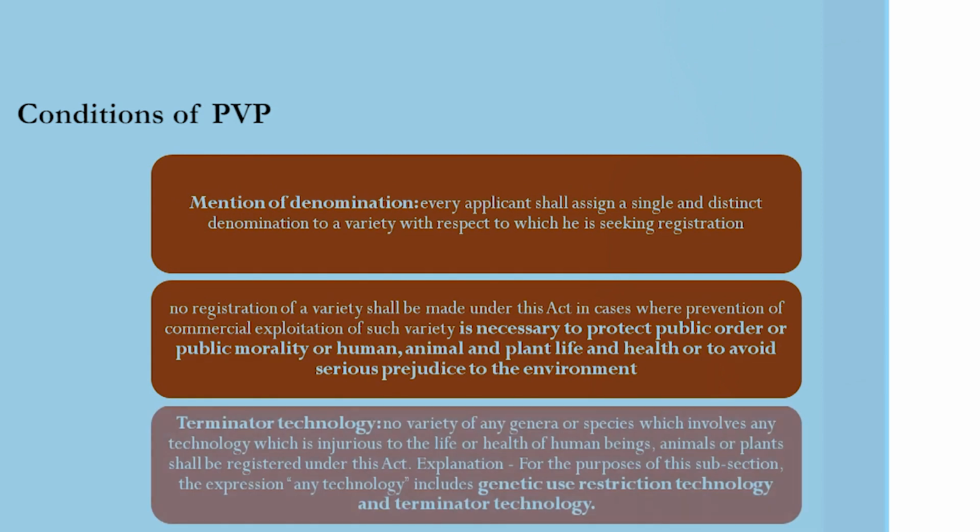Furthermore, terminator technology is not allowed to be registered. The Act says that no variety of any genera or species which involves any technology which is injurious to the life or health of human beings, animals or plants shall be registered under this Act. An explanation for the purposes of this section is provided, wherein any technology includes genetic use restriction technology and terminator technology.